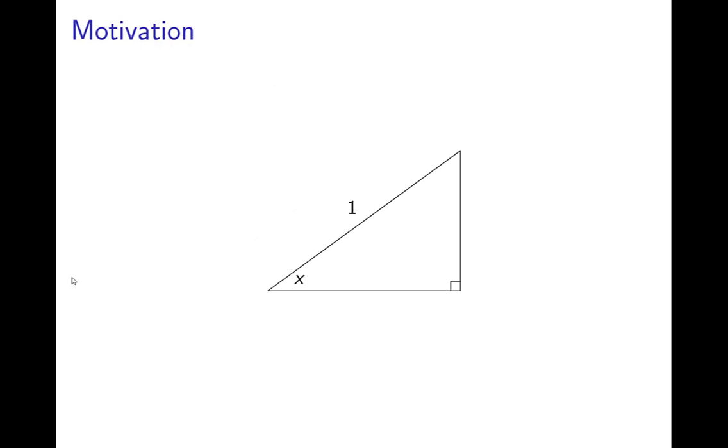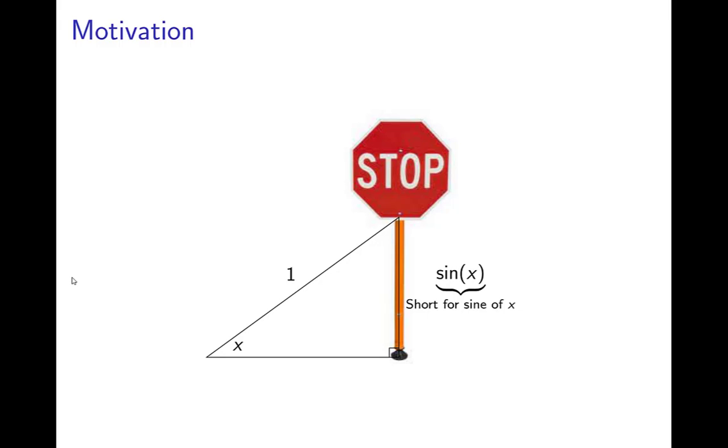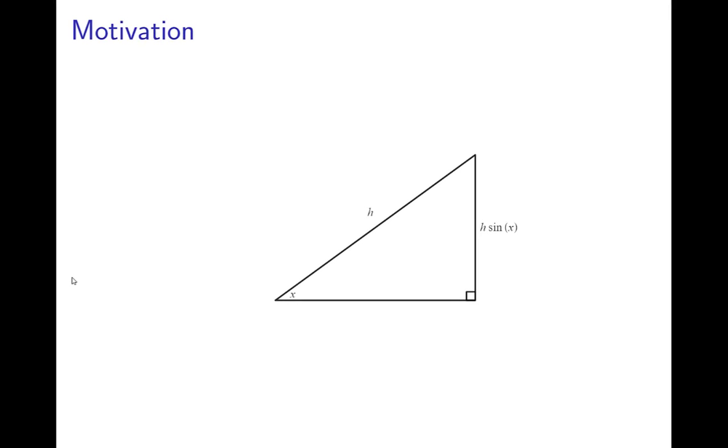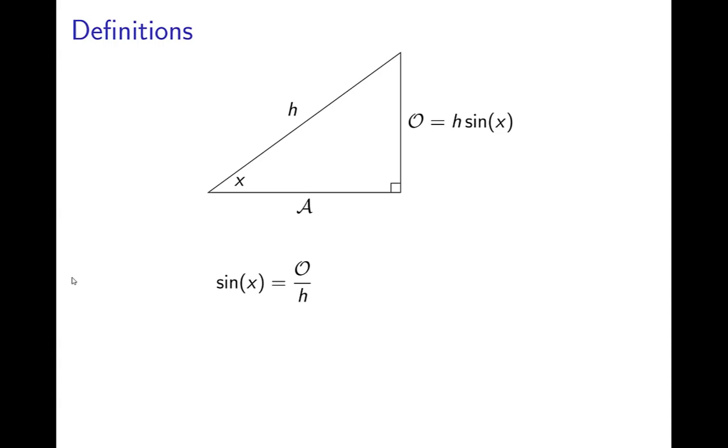Let's assume we are given a right triangle and that we have scaled it so that the hypotenuse has length 1. We will fix the measure x of one of the non-right angles as in the picture. The side opposite to x looks like a little pole, the kind you might put a sign on. So we label the height of this pole, i.e. the length of the side opposite to x, as sine of x. If we now scale the triangle to have a hypotenuse of arbitrary length h, then the side opposite x will scale to have length h times the sine of x.